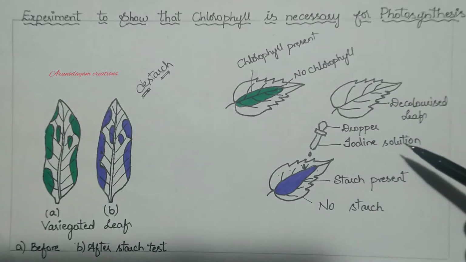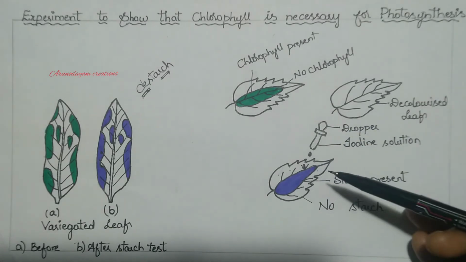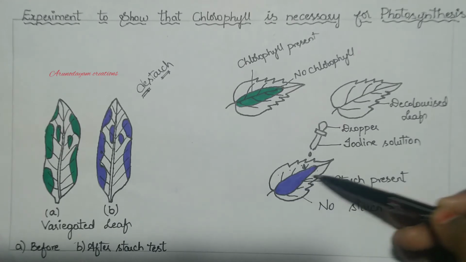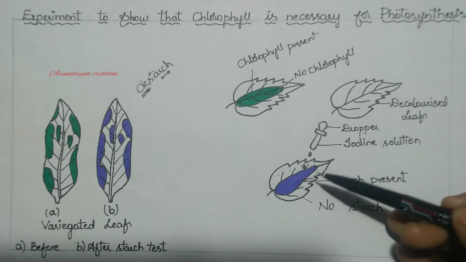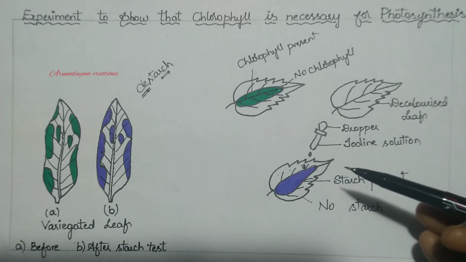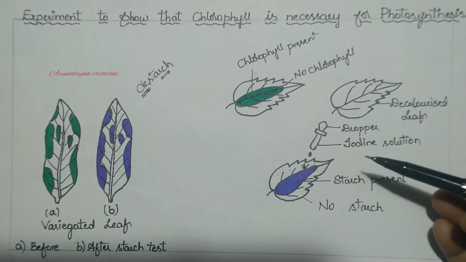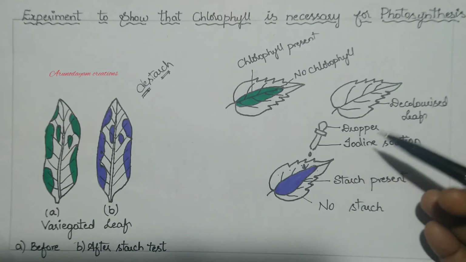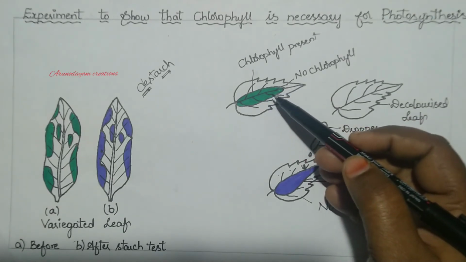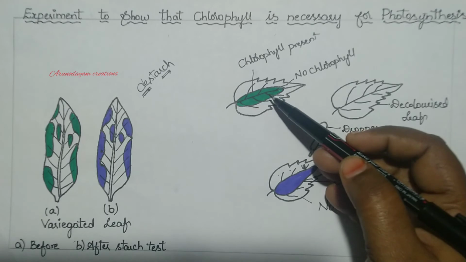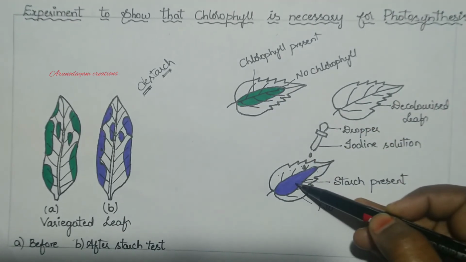For that we have to take some iodine solution. With the help of a dropper we have to add 2 or 3 drops of iodine solution onto the leaf. After some time we can clearly see that some areas of the leaf will turn a color and some areas will not turn. What does this indicate? It indicates that the areas with green color before the starch test will turn into blue black color, which indicates that this part has chlorophyll.